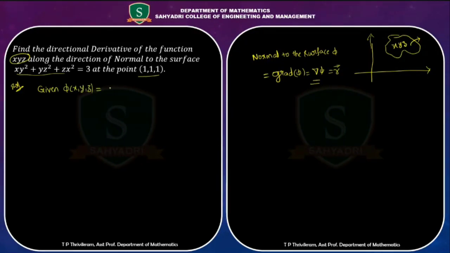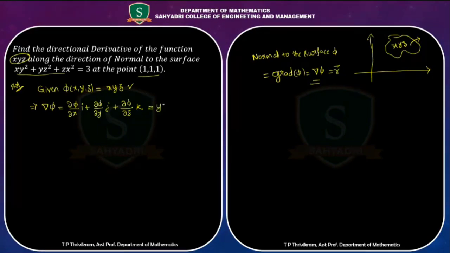Phi of xyz is equal to xyz. Okay. So step 1 is we need to find the gradient for this. So del phi is equal to dou phi by dou x i plus dou phi by dou y j plus dou phi by dou z k. Okay. So this one is equal to, just tell me the answer. Differentiate this function with respect to x, y, z.